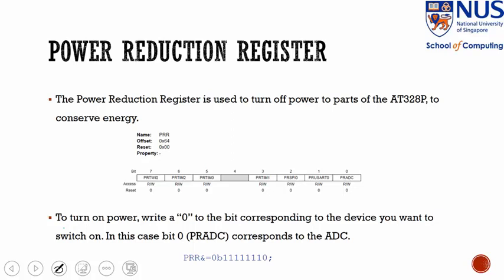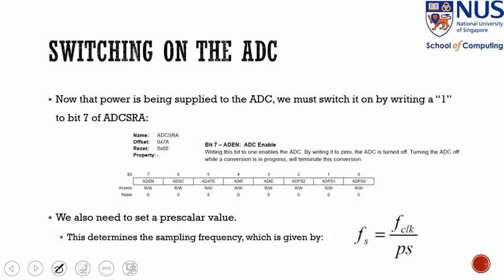The first register is the power reduction register. What I need to do is to write a 0 to bit 0 of this register here, which is your ADC bit, the bit that controls power to the ADC module. So I need to write a bit, and the code is shown here as well.